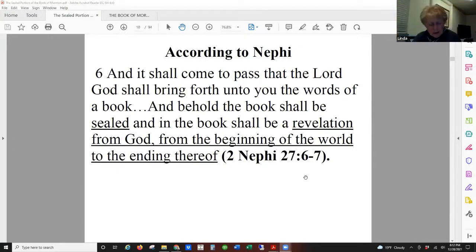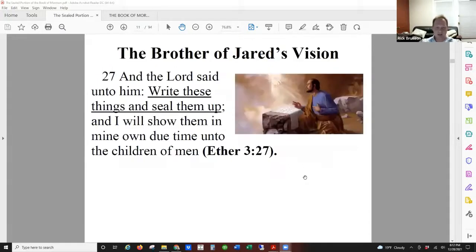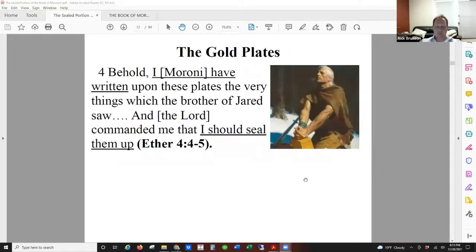Hey, Rick, didn't Moses and Abraham also have similar visions? Yeah. The brother Jared's not unique to a lot of these prophets that have seen the history of the world. But what is unique about him is he got to write it down. And in fact, this is what the Lord said: "Write these things and seal them up, and I will show them unto mine own due time unto the children of men." So the brother Jared wrote them, and eventually they ended up in the hands of Moroni. Moroni said, "Behold, I, Moroni, have written upon these plates, meaning the gold plates, the various things which the brother of Jared saw. And the Lord commanded me that I should seal them up."